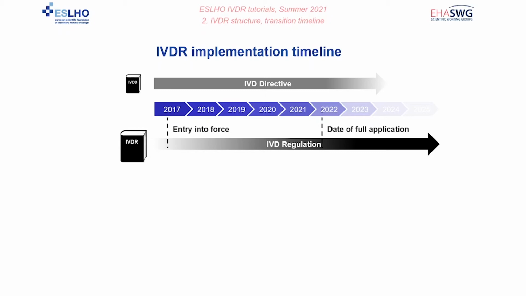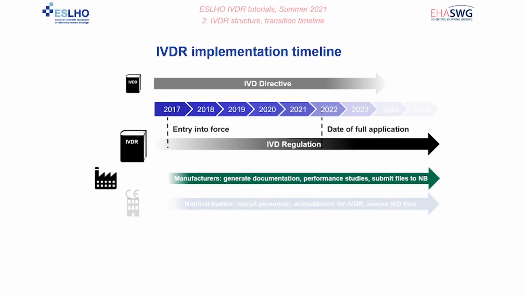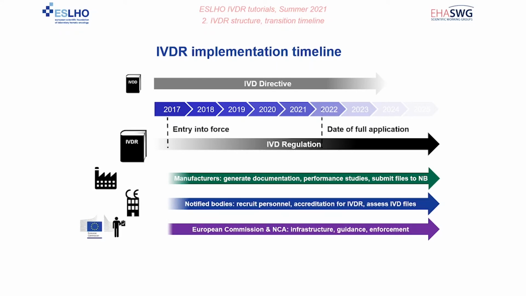To understand what is happening during this 5-year period, let's have a look at what the main actors, manufacturers, notified bodies, and the authorities have been doing. After the new regulation was published, manufacturers first had to look into what this new regulation means for them, as the IVDR is a major update for them compared to the directive.